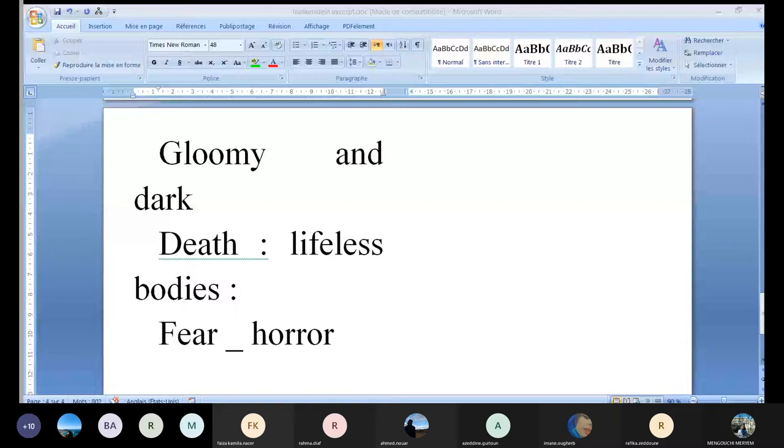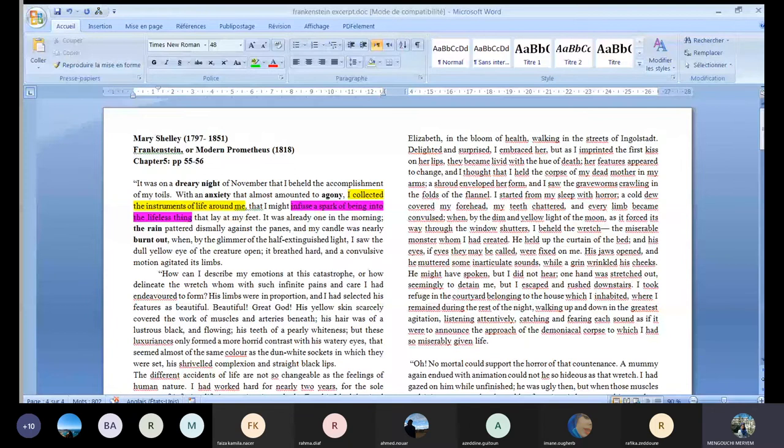Okay. When by the glimmer of the half-extinguished light, I saw the yellow eye of the creature open. All right. He goes on, how can I describe my emotions at this catastrophe? Or how delineate the wretch whom, with such infinite pains and care, I had endeavored to form? His limbs were in proportion, and I had selected his features as beautiful. Beautiful, great God. His yellow skin scarcely covered the work of muscles and arteries beneath.